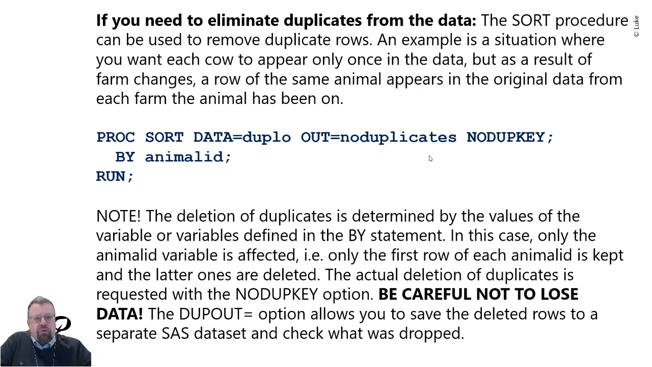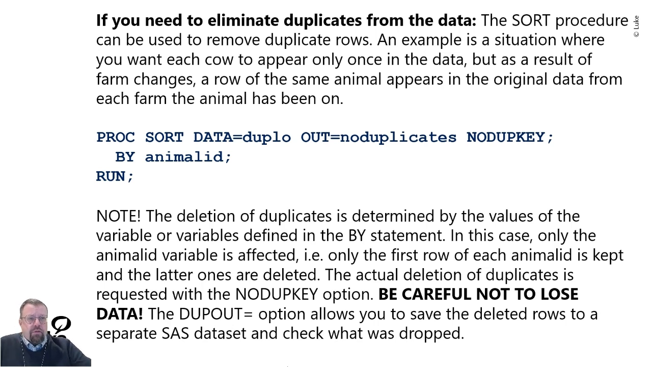Another useful option is this dupout option. You could define this also in the proc statement, and that's a way where you can save the deleted duplicate rows in a separate SAS dataset. This out option defines the data where duplicates have been removed, so the resulting data, but the dupout can then be another dataset where you put only the duplicate rows that were dropped.